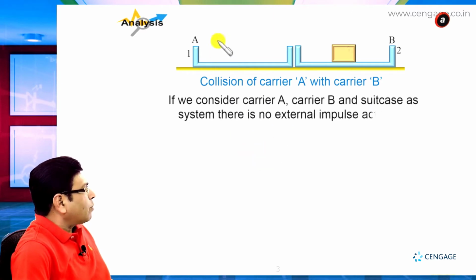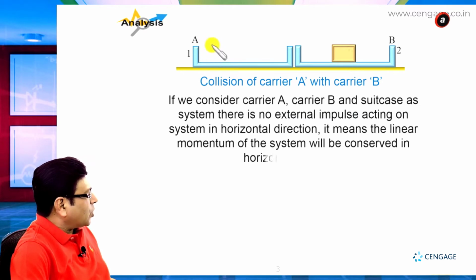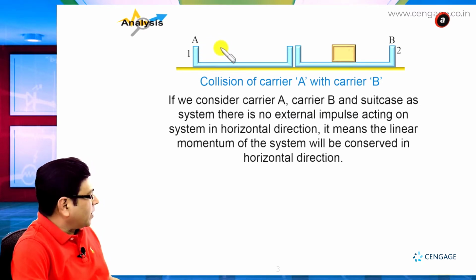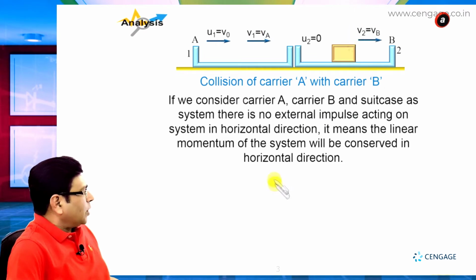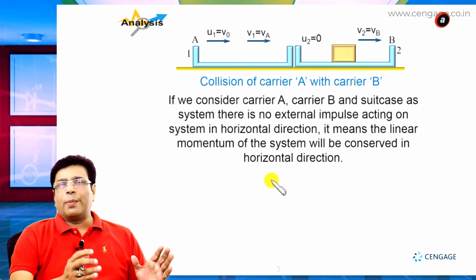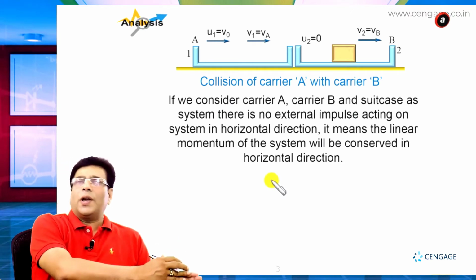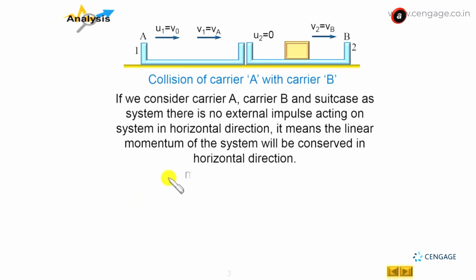For conserving linear momentum, let us assign the initial and final velocities. Initial velocity of this is u naught, it is given, this is 5 meter per second, and this is at rest, and after collision this is the velocity Va and this velocity is Vb. Now we can write the initial linear momentum is equal to final linear momentum, initial just before collision and final just after collision. So let us write this equation.